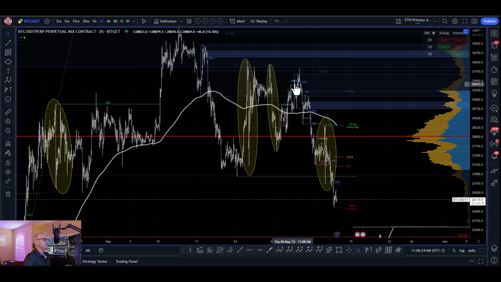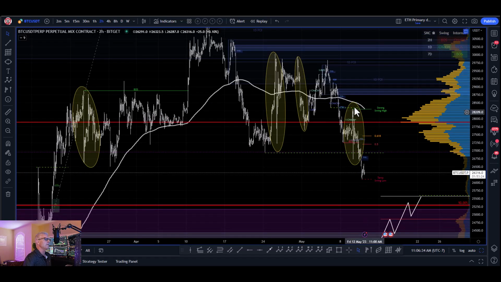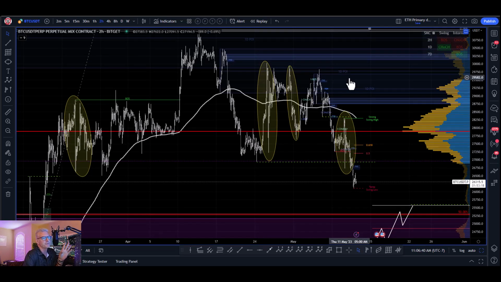Down the escalator, up the stairs, down the fire pole, up the stairs, right? These are very, very consistent. So it's just showing you how vulnerable the market is to this kind of price action. So something to be mindful of if you're a futures trader.